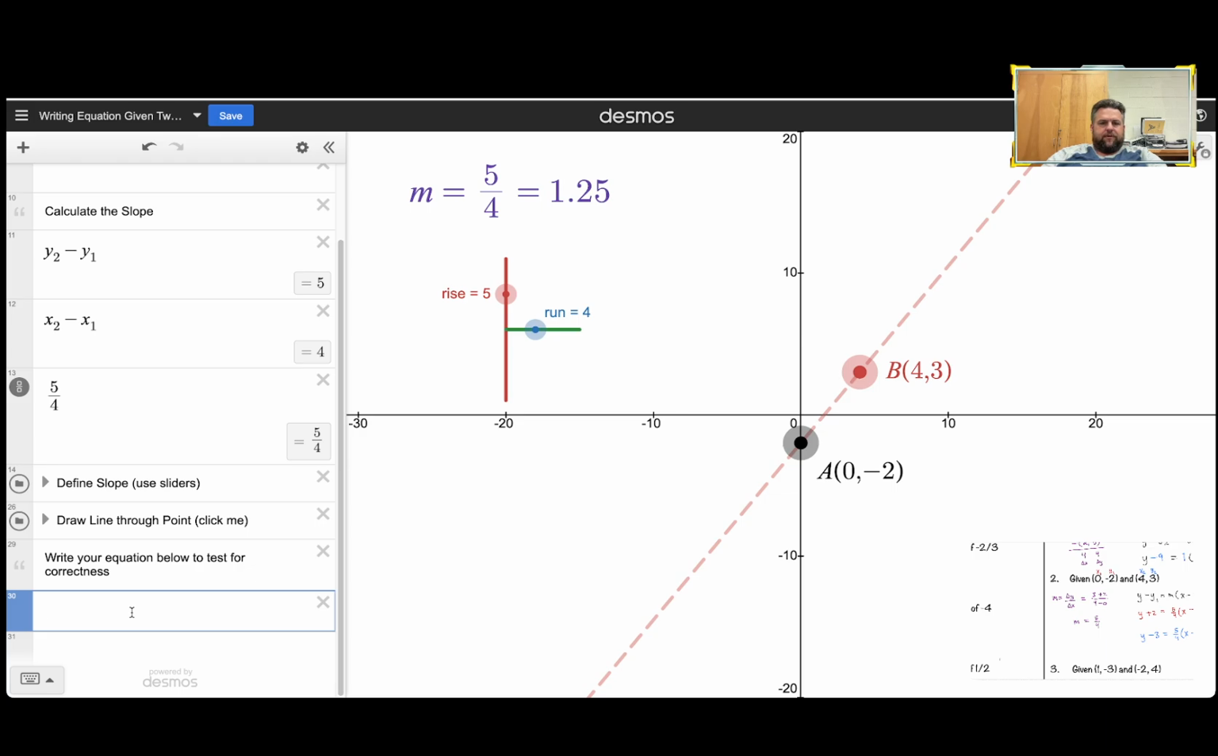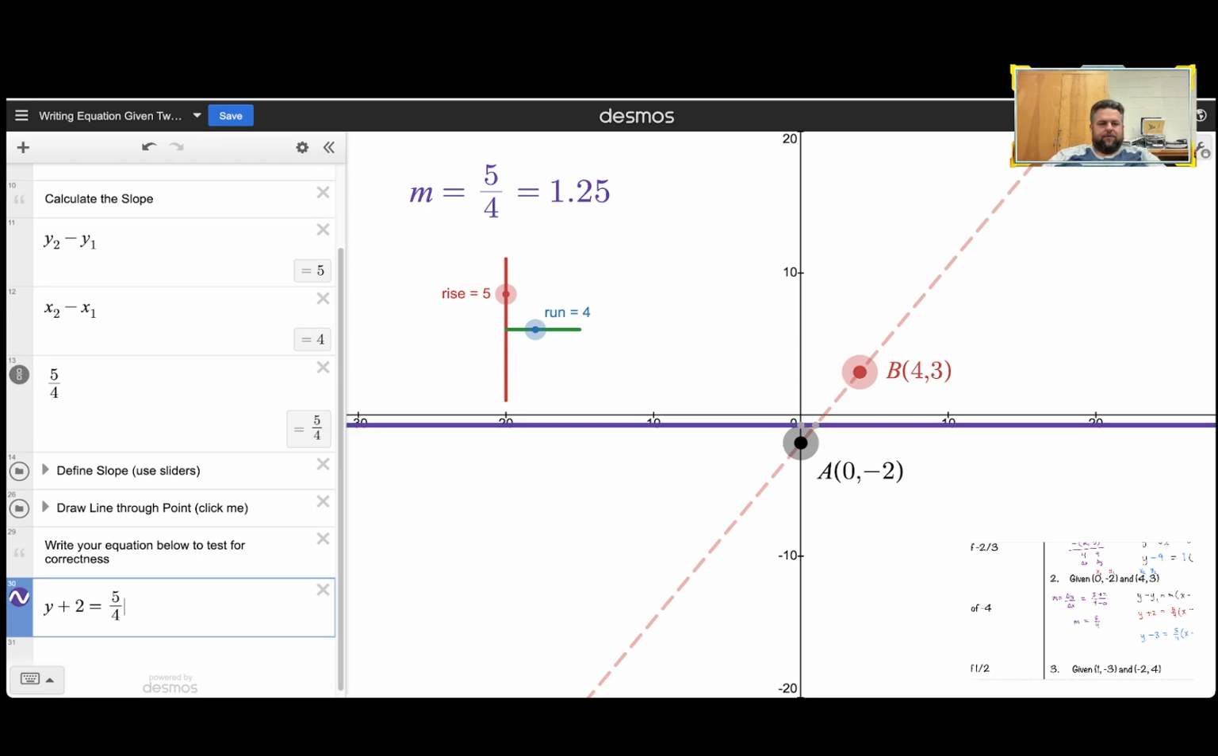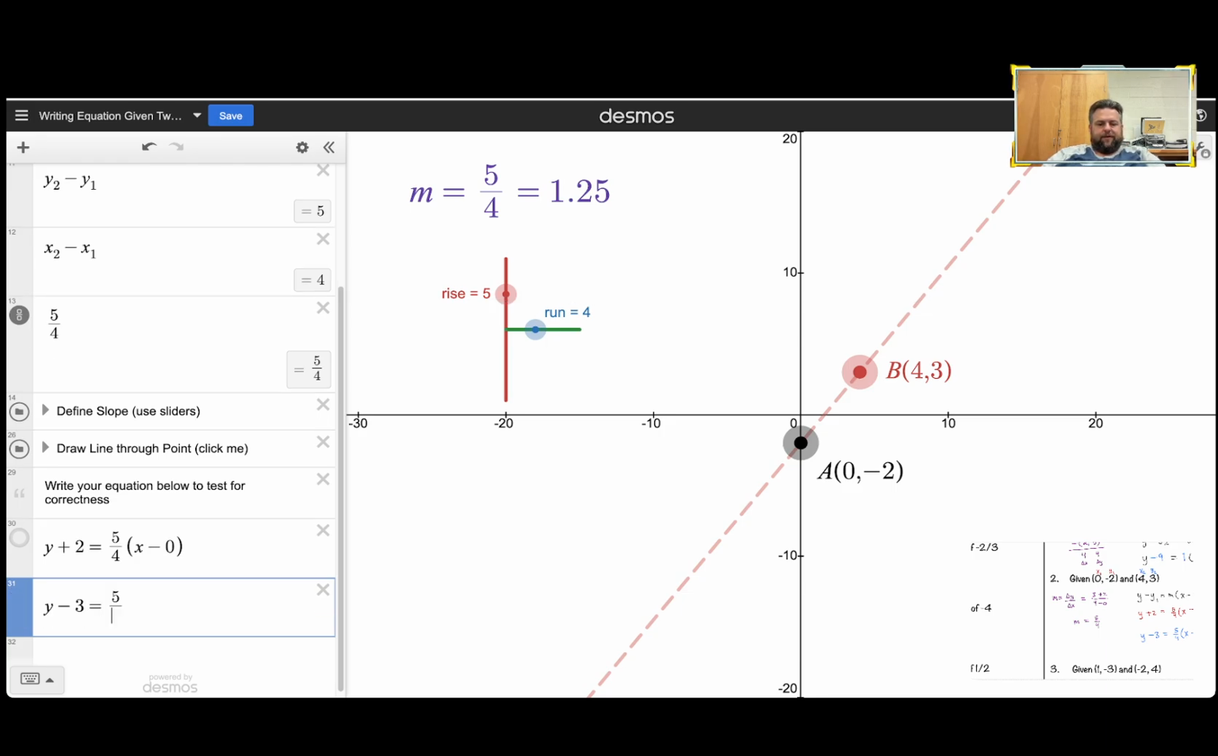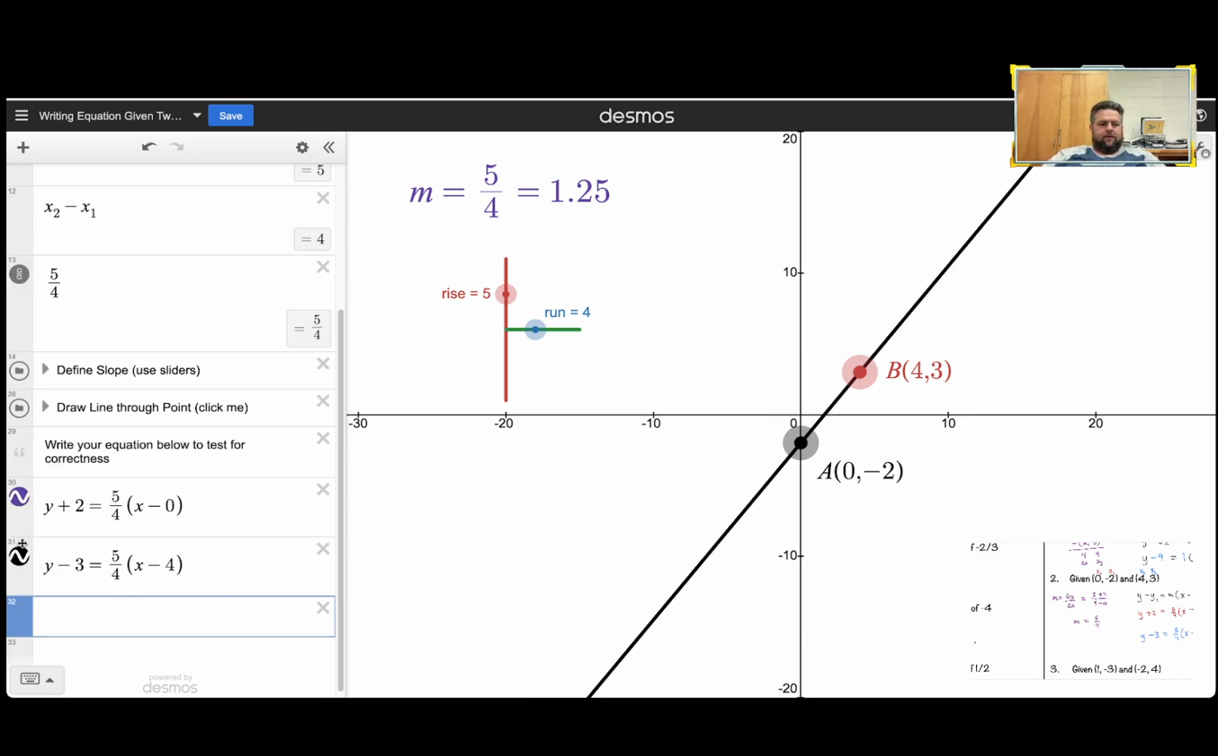The first equation we came up with was y plus 2 equals 5/4 x minus 0. And as you can see, it goes through both of the points and covers up the dashed line. Let me go ahead and hide this one. Let's try the next equation: y minus 3 equals 5/4 x minus 4. And there you have it. As you can see, either equation is correct.